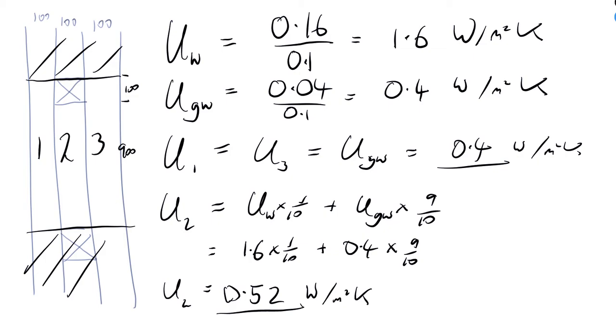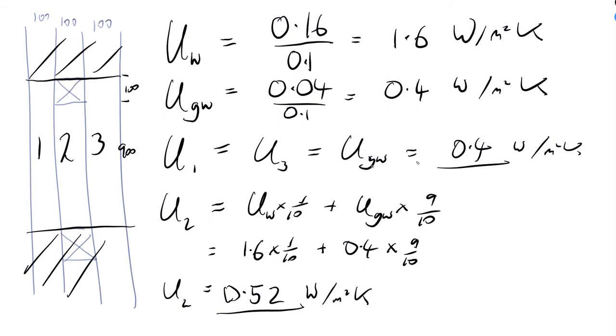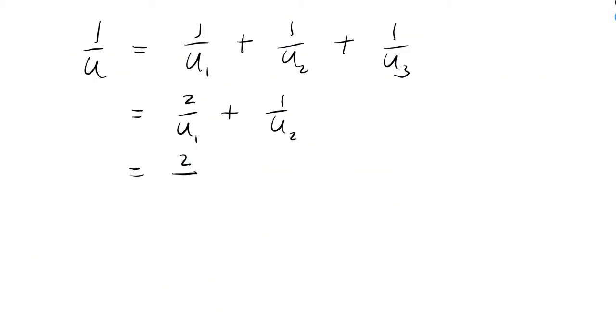So next we want to look at these three layers in series. And when we put three layers in series, we need to work out 1 over U is 1 over U1 plus 1 over U2 plus 1 over U3. Now remember, U1 and U3 are the same, so that's 2 over U1 plus 1 over U2, and U1 is 0.4, U2 is 0.52. Plus 1 over 0.52. And again, here, I think we definitely want to use a calculator.